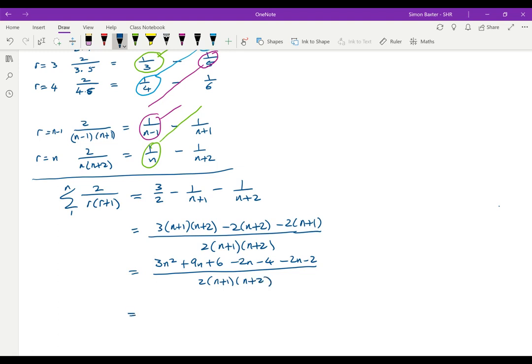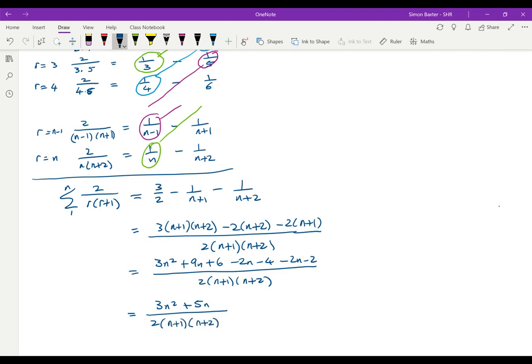On the top, I've got 3n squared. 9n minus 2n minus 2n is 5n. Plus 6 minus 4 minus 2, there you go. Over 2n plus 1, n plus 2.